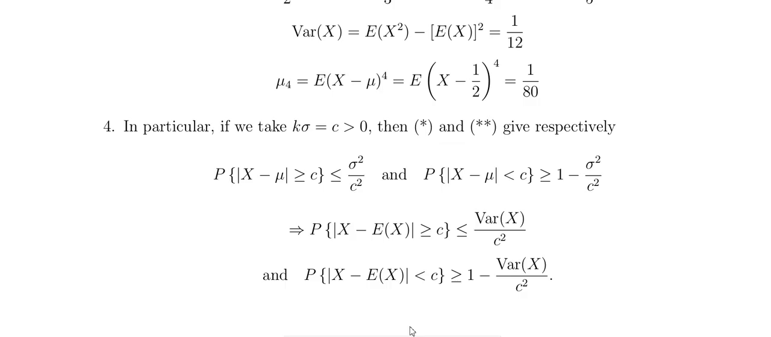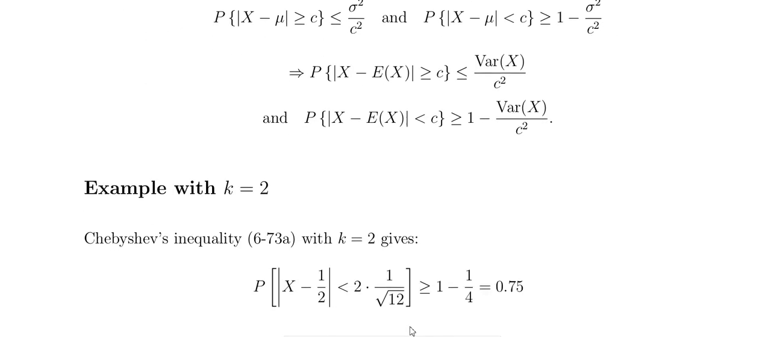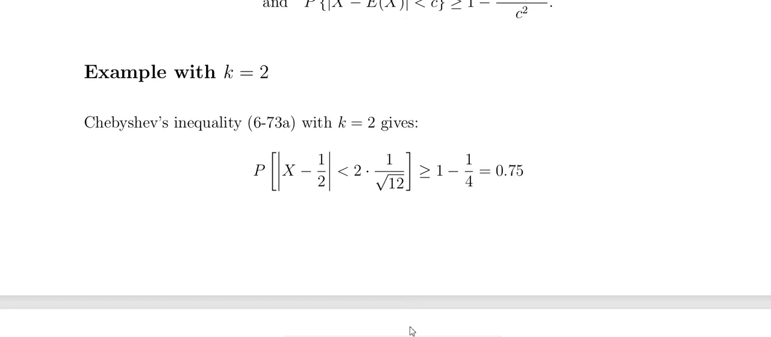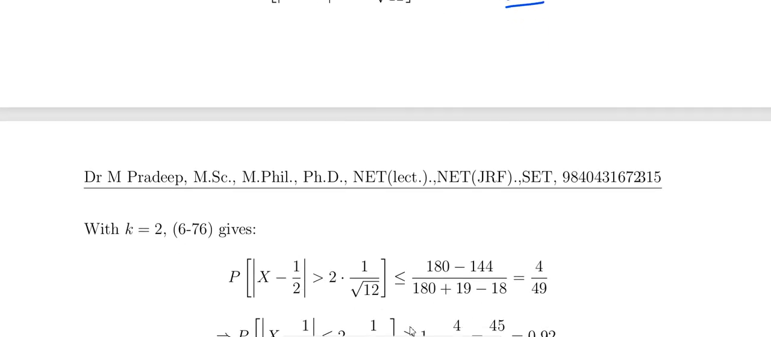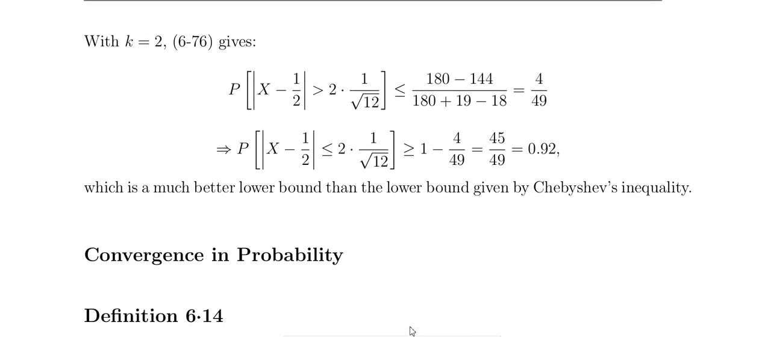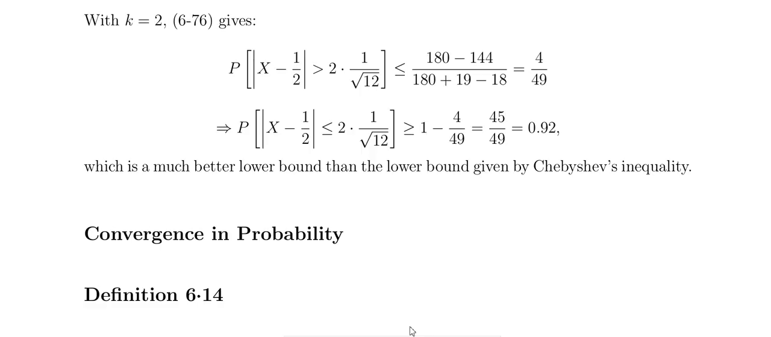So when you simplify it, p of mod of x minus E of x greater than or equal to c is less than or equal to variance of x by c square, which is the particular case for the fourth order moments. And when you take k equal to 2, mod of x minus 1 by 2 less than 2 into 1 by root of 12, that is greater than or equal to 1 minus 1 by 4, that is 0.75. So with k equal to 2, the value is bounded by 4 by 49.